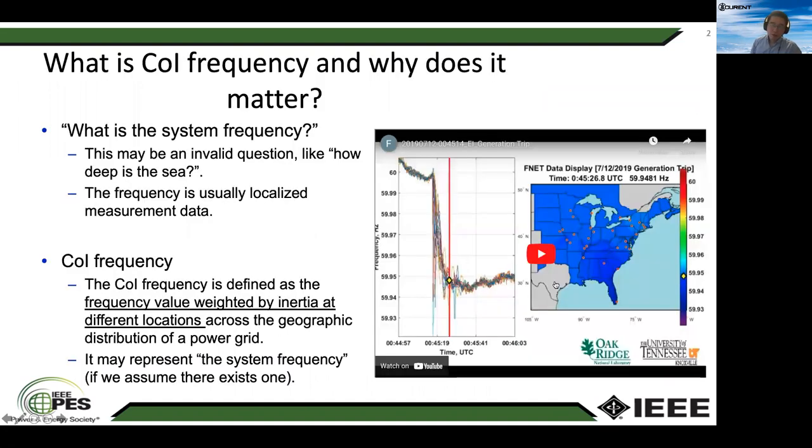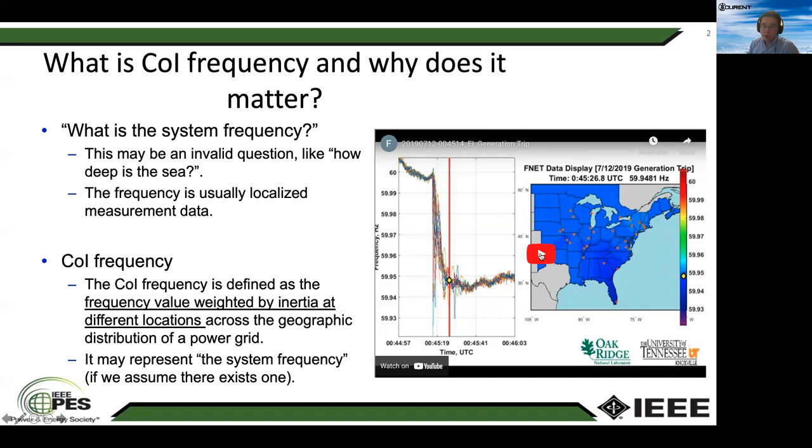And the first question that comes to us is: what's the system frequency? This may be an invalid question because it's just like asking how deep is the sea. The frequency is usually a localized measurement that depends on where you measure it. And that's a definition called center of inertia frequency, or COI frequency. The COI frequency is defined as the frequency value weighted by the inertia at different locations in the power grid. It may be used to represent the system frequency if we assume there exists one.